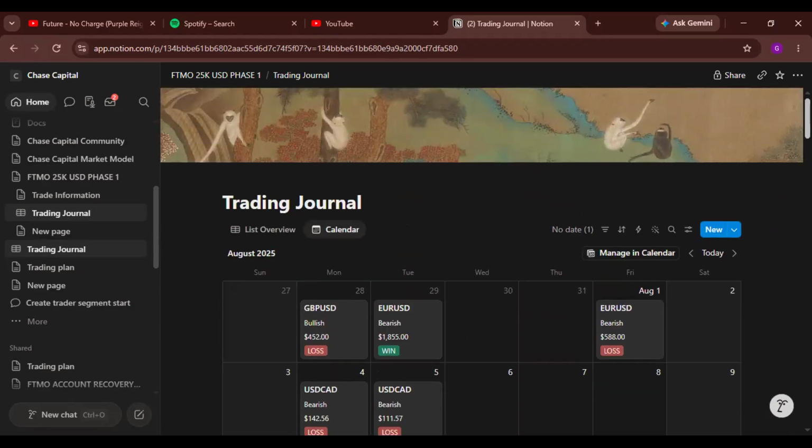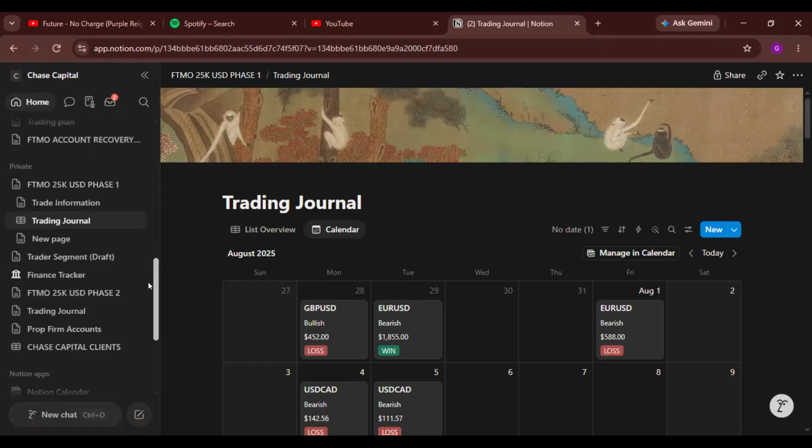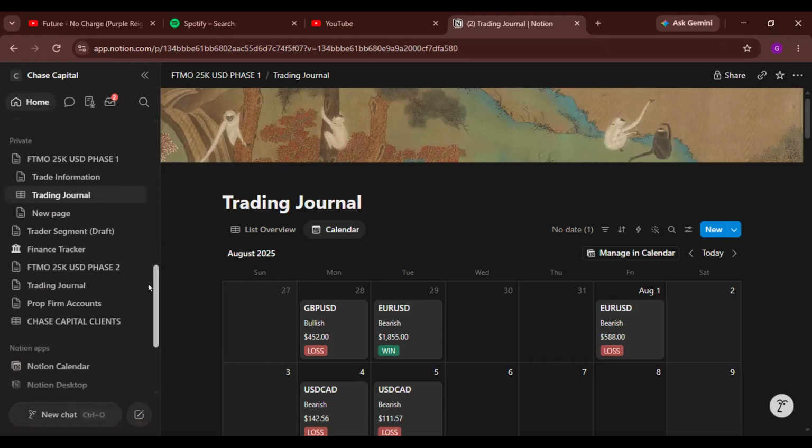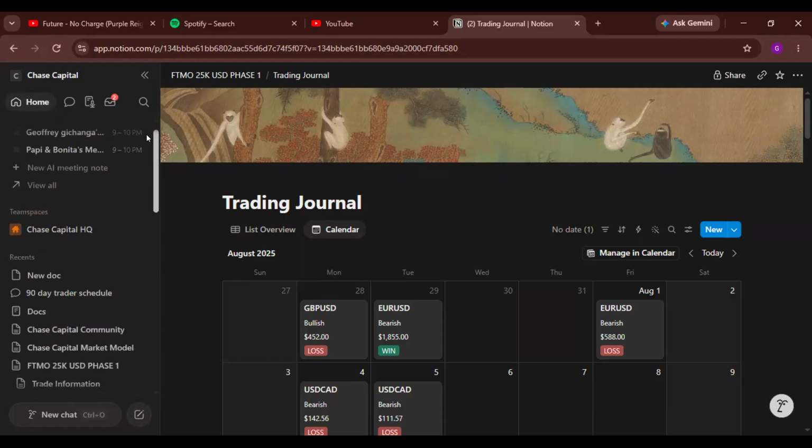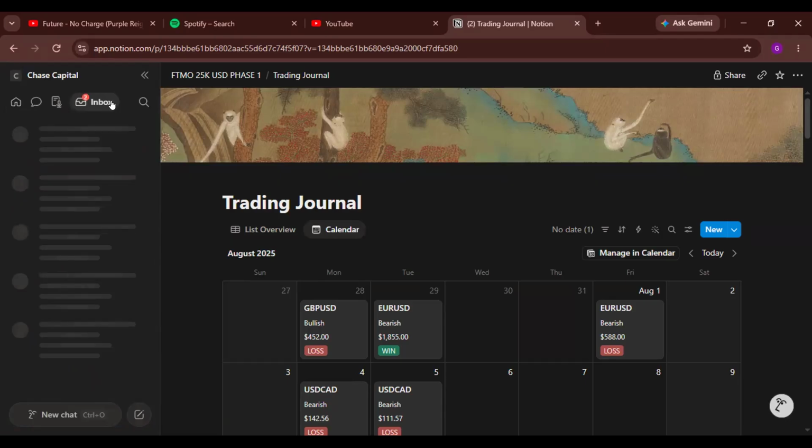Okay. And you can use this across different accounts, or for different purposes apart from just trading alone. So you can have several workspaces for your different functionalities.